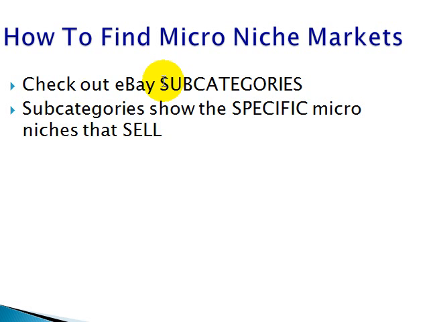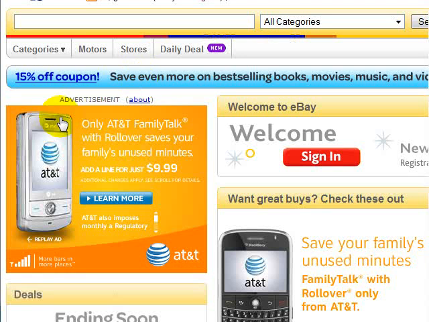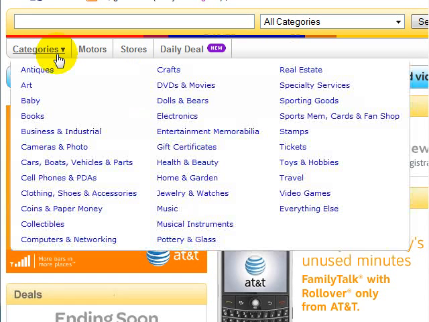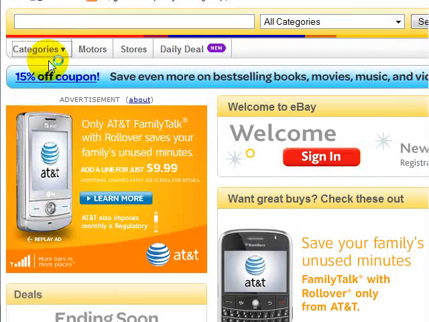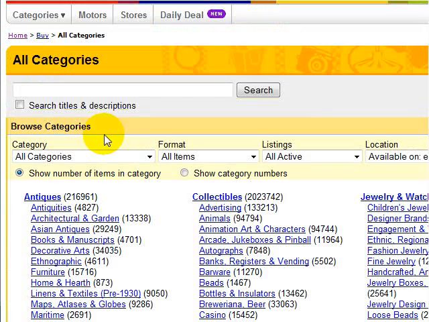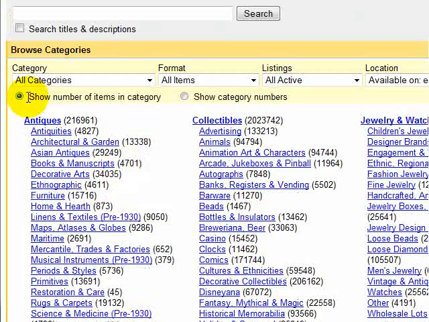Now, if you go to eBay, this is what I'm going to do right now. I went to eBay. You're going to see this thing called categories. So click on categories. As you see here, the reason why eBay creates all these categories is because these are very popular items that are being sold online on eBay by people just like you and me. And under each of these main general categories, there are going to be subcategories.